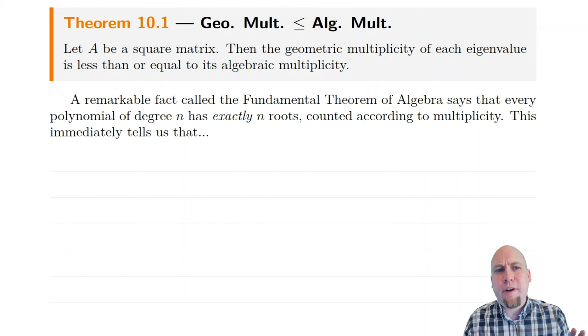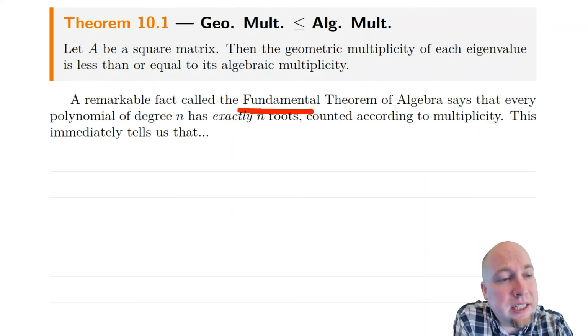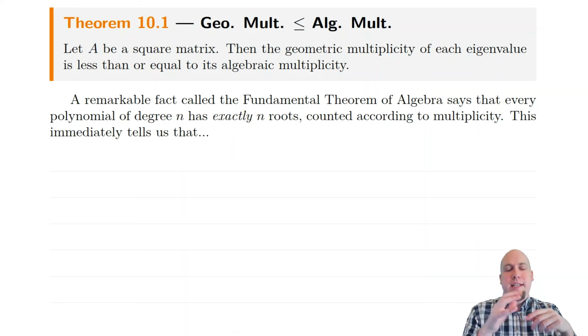There's one final polynomial related fact that I want to talk about. This fact is going to tell us a little bit more about how eigenvalues work, and in particular, how the algebraic multiplicity of eigenvalues works. The result is called the Fundamental Theorem of Algebra. It's a result from complex analysis, so maybe you've seen it, maybe you haven't.